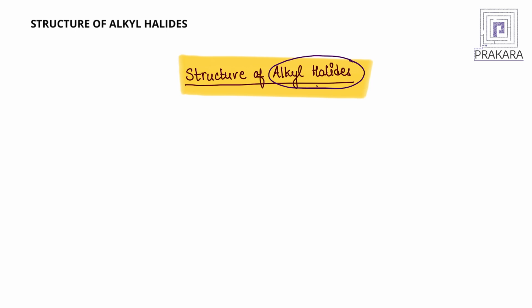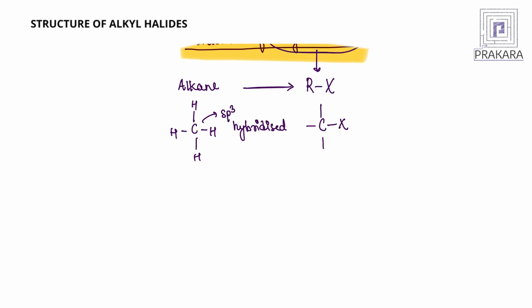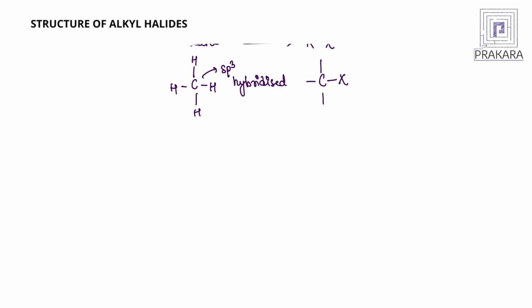In general, how do we write alkyl halides? We write them as RX. Here the halogen will be attached to the carbon atom. How are we getting these alkyl halides? These alkyl halides are obtained from alkanes. And if we look at the carbon in an alkane, taking the example of methane, this carbon is sp3 hybridized. So let's see how we are getting the sp3 hybridized carbon.